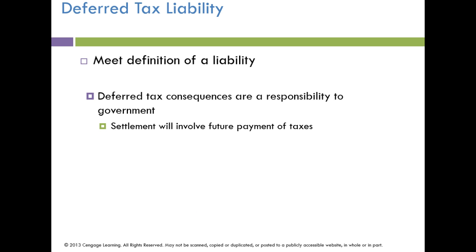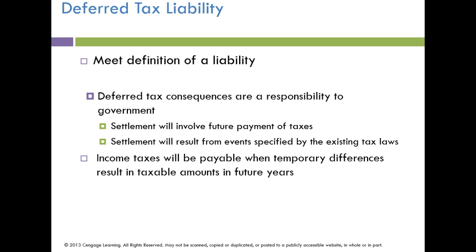A deferred tax consequence is basically something that's going to involve future payment of taxes. We know we're going to owe the government that money, so we report it as a liability when we know it's being recognized.